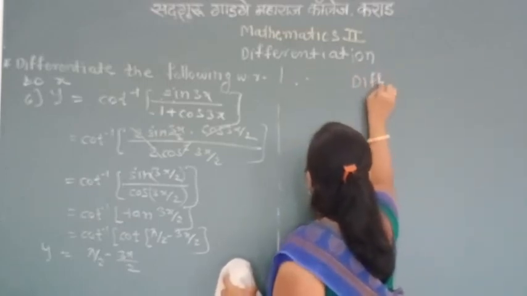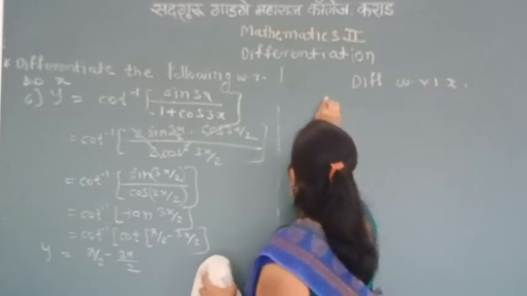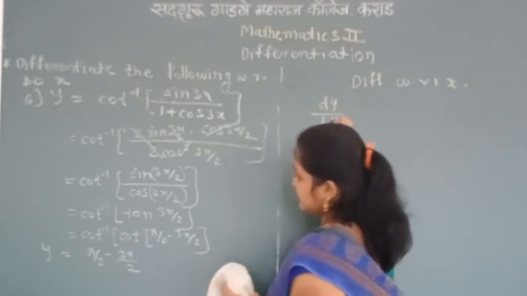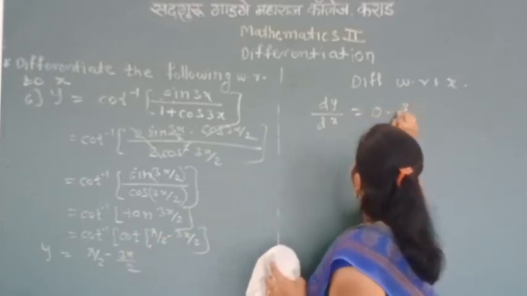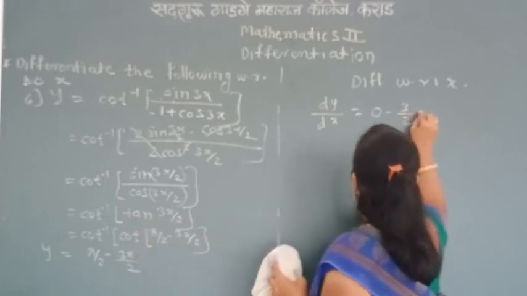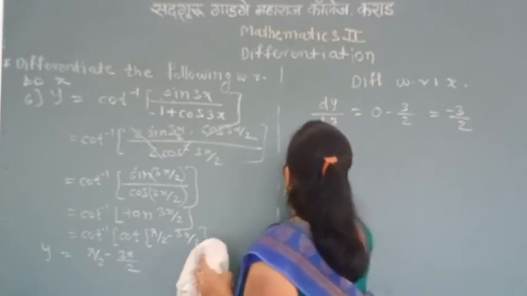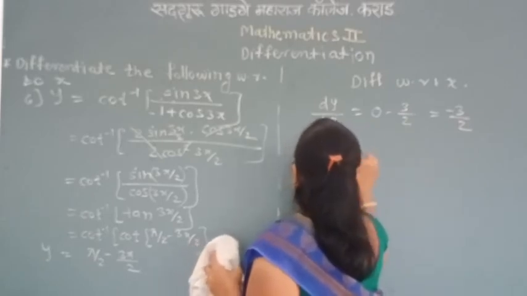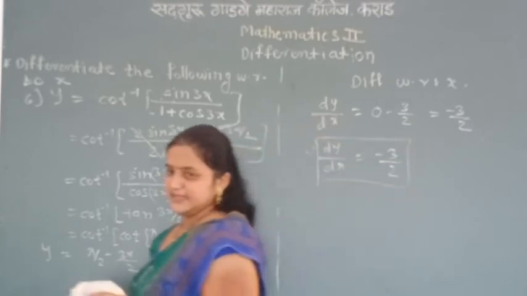Differentiate with respect to x. So dy by dx is equal to pi by 2 is constant, its derivative is 0, minus 3 by 2 is constant, and the derivative of x with respect to x is 1. So the answer is minus 3 by 2. So dy by dx, the derivative, is minus 3 by 2. This is your final answer.